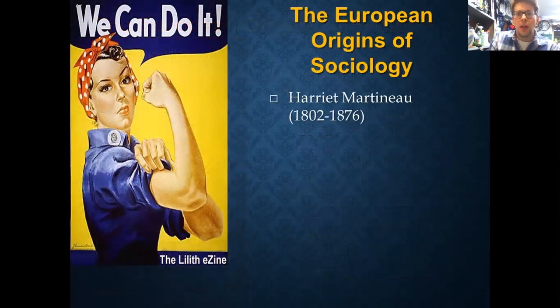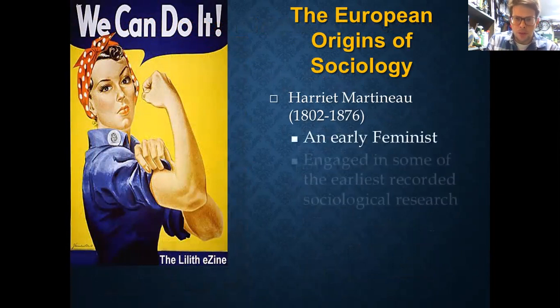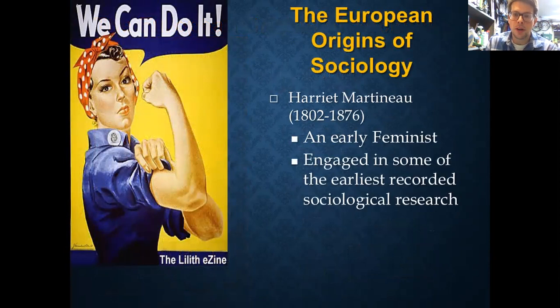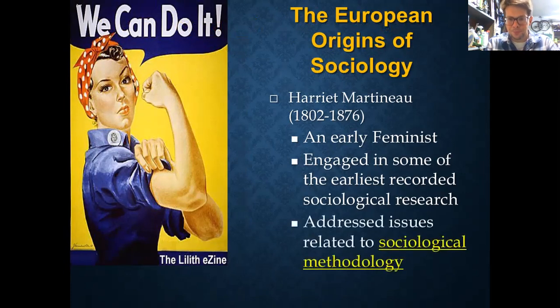And our last one, Harriet Martineau. She was an early feminist, and she engaged in some of the earliest recorded sociological research. What she did was a little bit different: she went out and hit the streets, gathering the data. We talked earlier about Durkheim and how he had been studying suicide, and he didn't necessarily have to gather his own data, but Harriet Martineau had to gather her own data. She was out there collecting that information and finding trends that had to do with sociology.